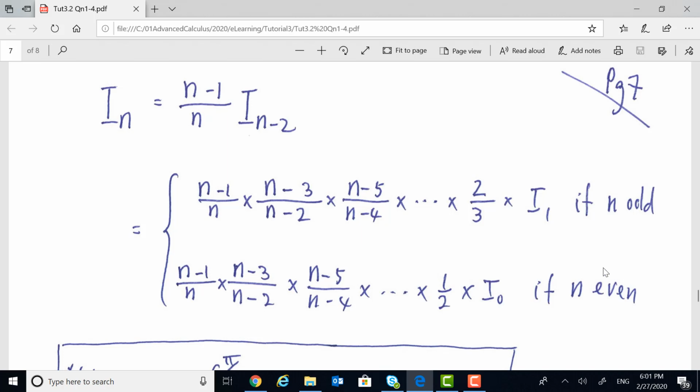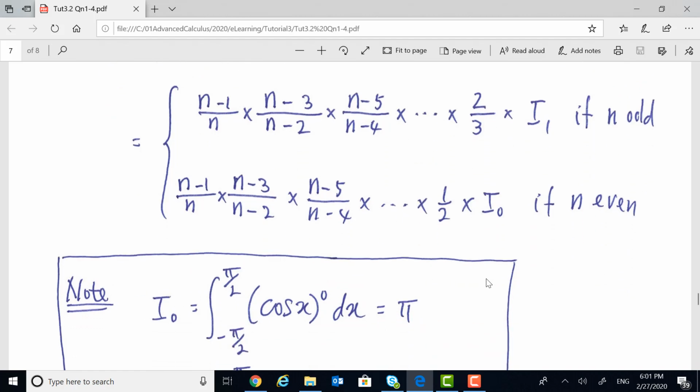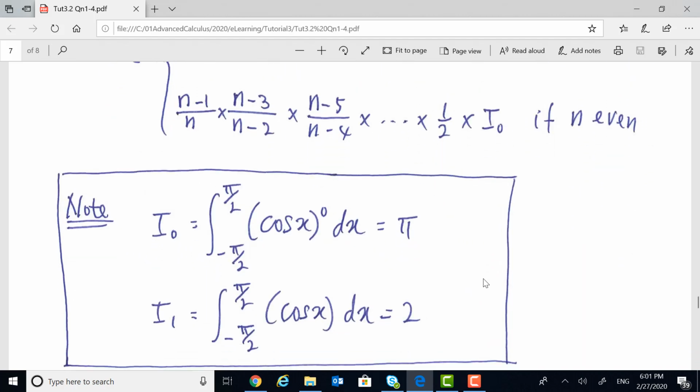Then you want to note about I1 and I0. What is I1 equal to? I1 means to integrate from this to this of, sorry, I0. I0 means you have cos x to the power of 0, and cos x to the power 0 is actually 1. So to integrate 1 dx for this limit, you will end up with just pi. On the other hand, I1 means cos x to the power 1. To integrate this is just sine x, and then you put in the limit, you just get a number of 2.